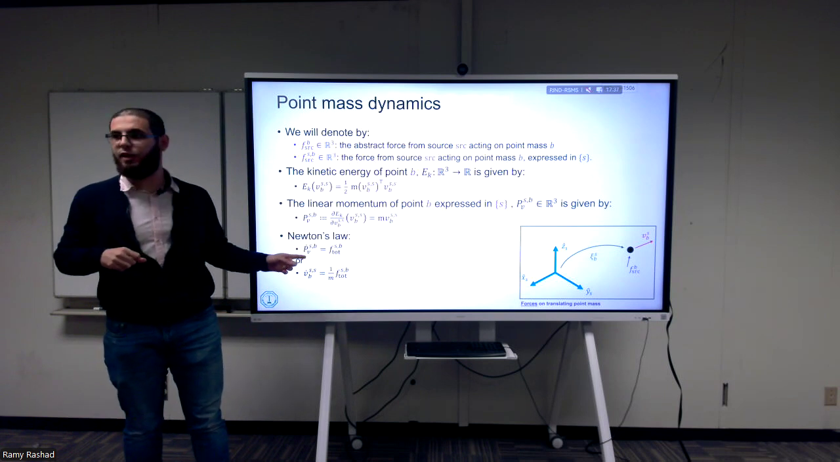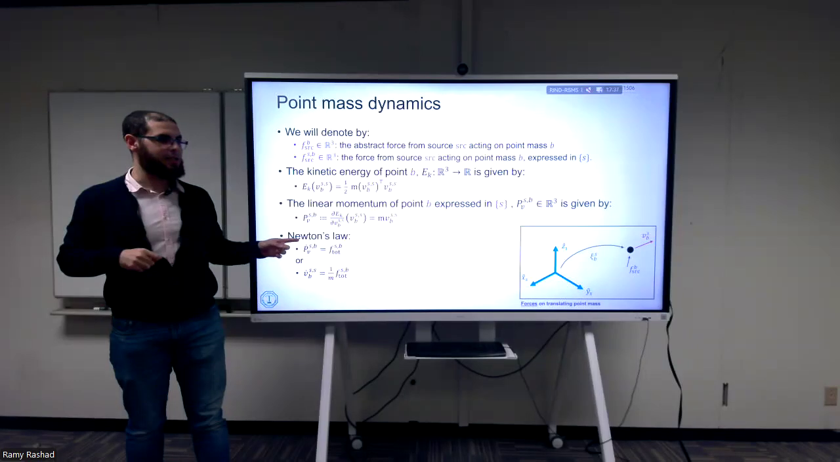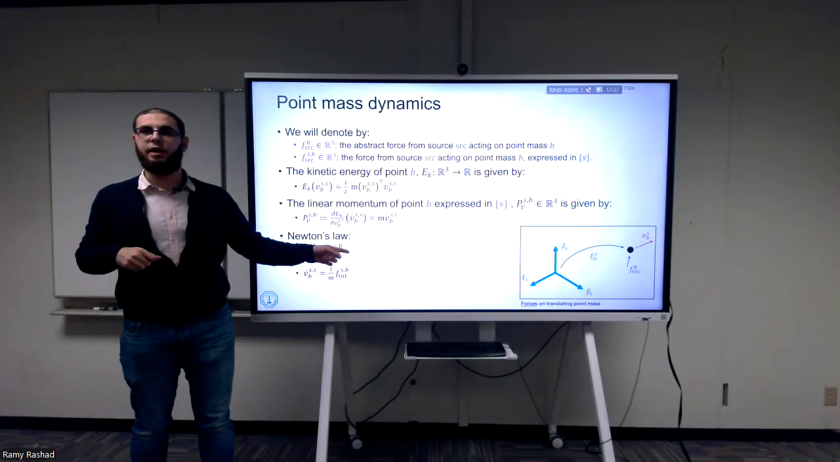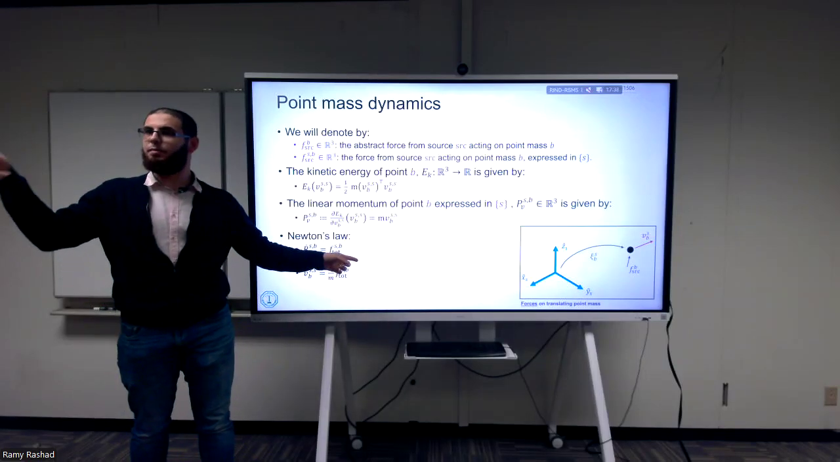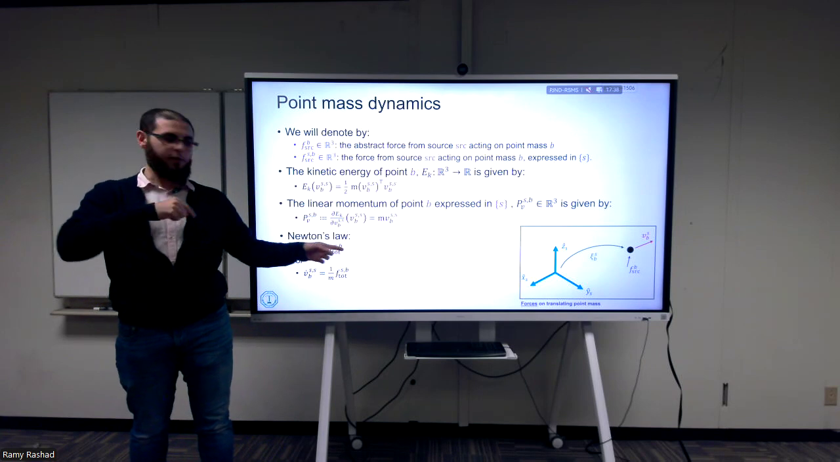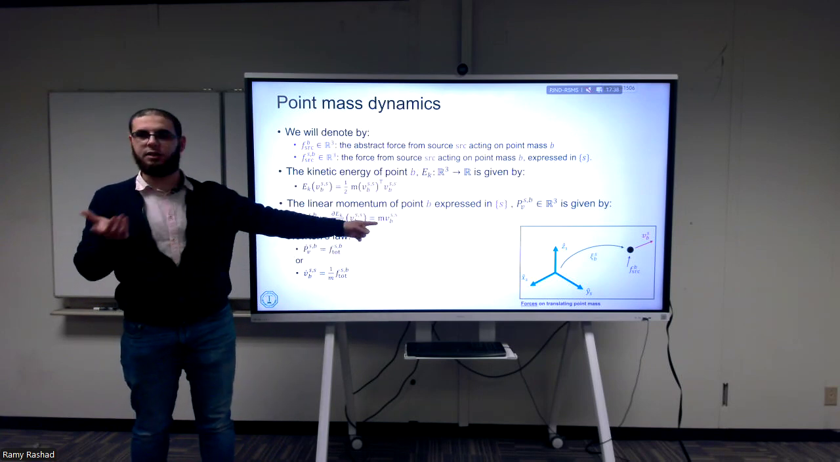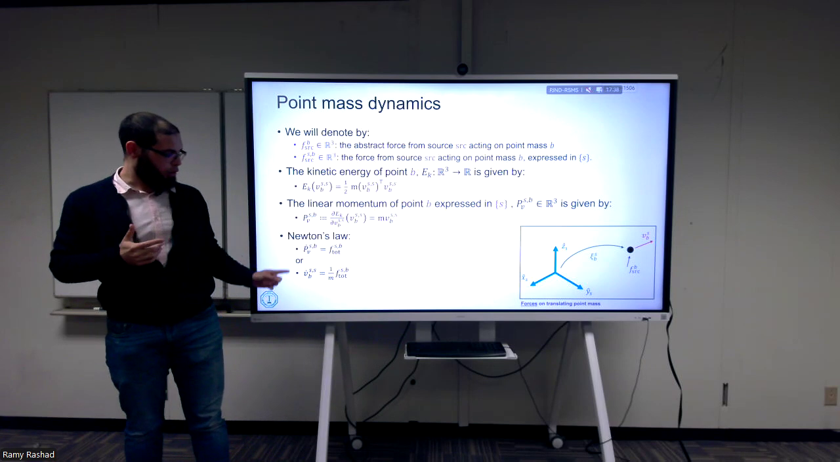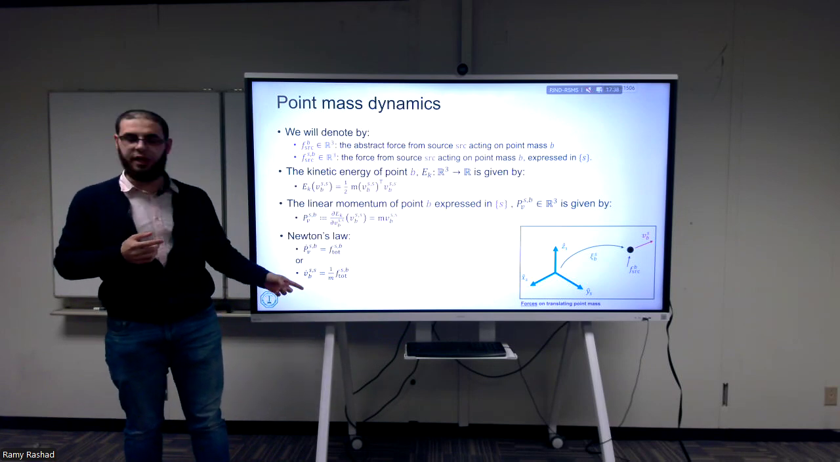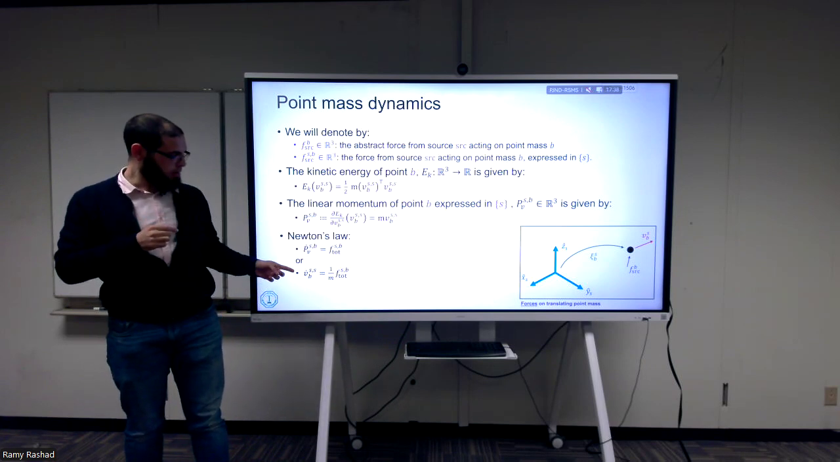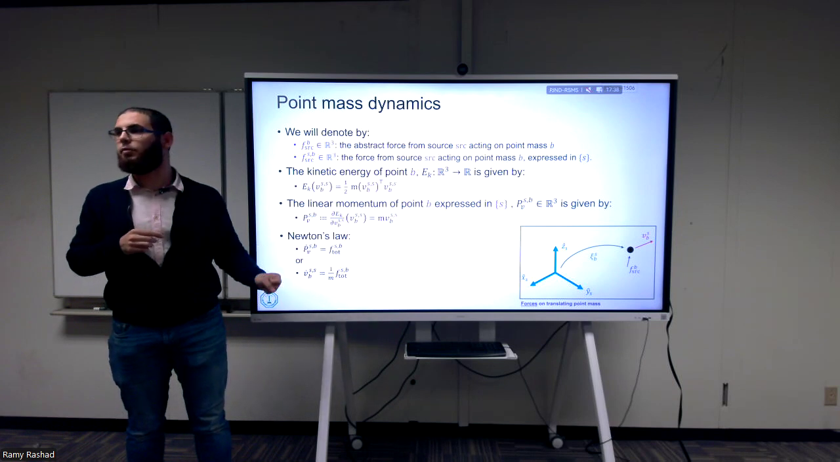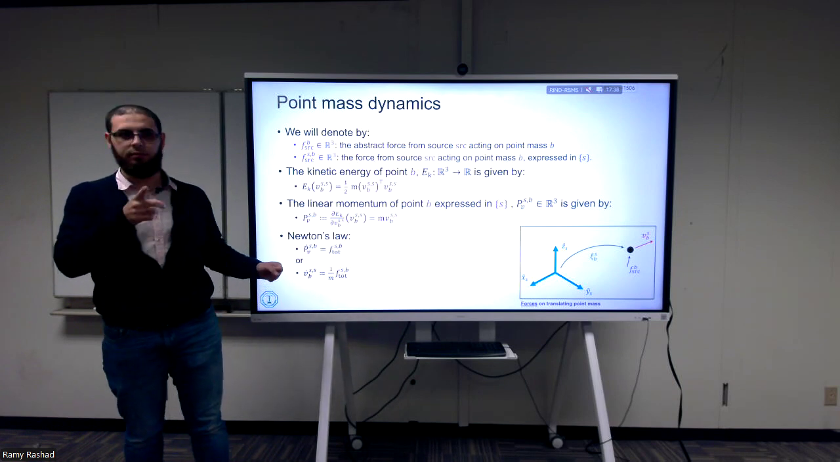The rate of change of linear momentum of the point B expressed in the S frame is equal to the summation of all forces applied on that B expressed in that frame. And of course, the mass here is just a constant, so we can also rewrite it as the rate of change of V is equal to 1 over m multiplied by the forces applied.